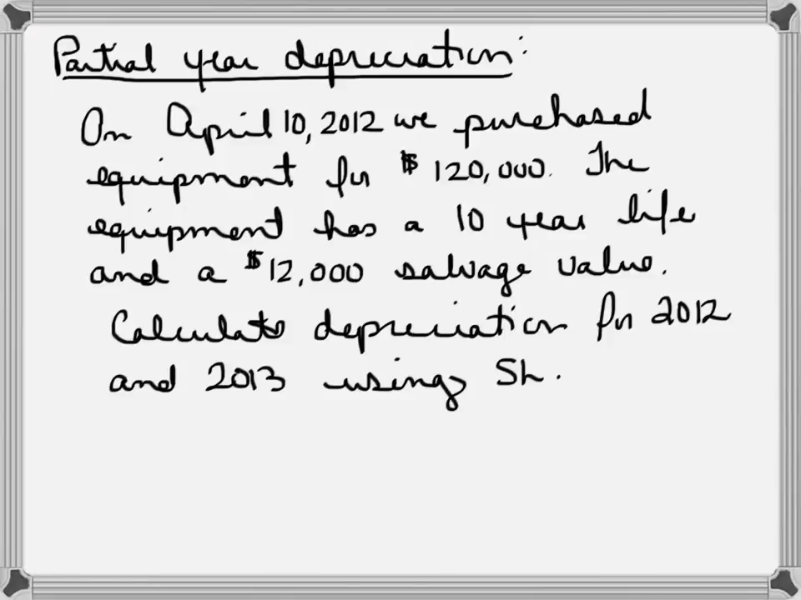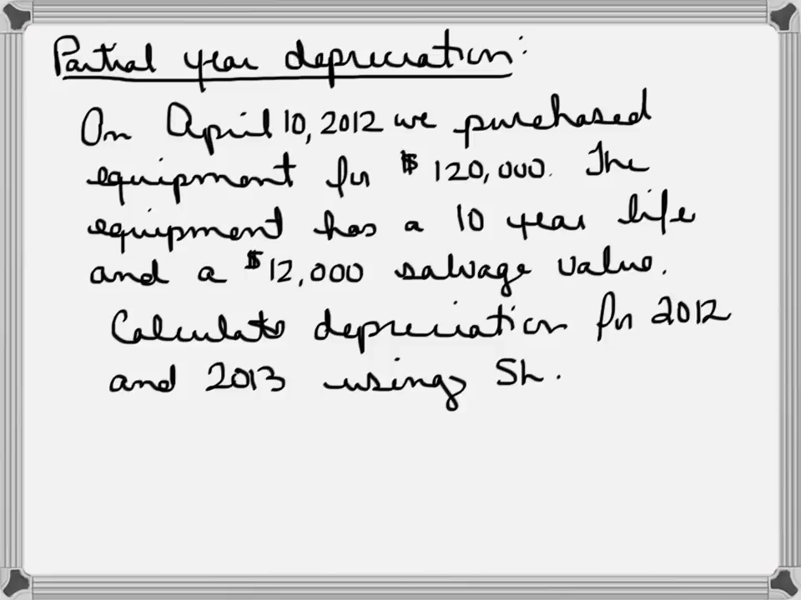So far we have looked at straight line, double declining balance, and units of production. But we've only looked at the case where the asset was purchased on January 1st and we held it for a full year. Well, do companies always purchase on the first day of the year? Absolutely not. So now we need to go back and review what happens if we purchase mid-year?